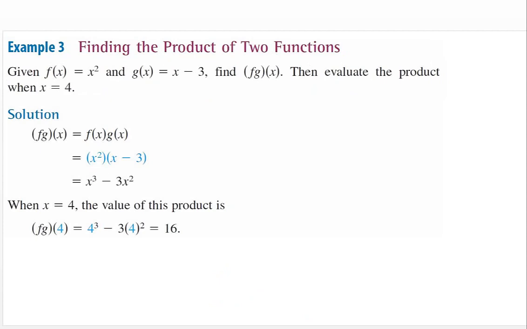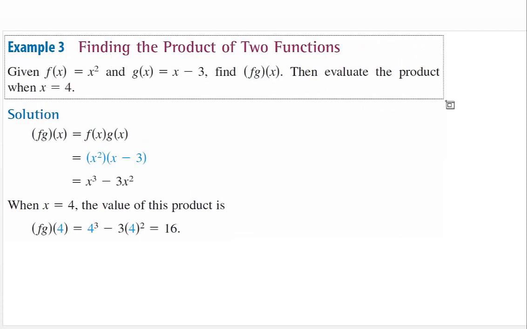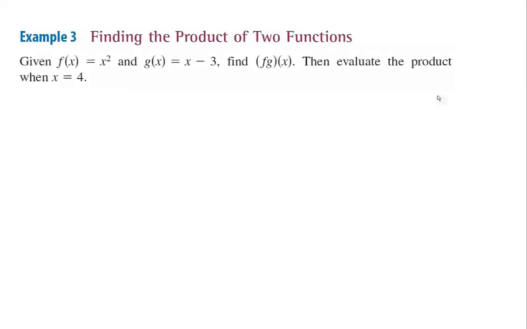Alright, so let's take a look at example 3 here. So, product. We've got to multiply. Let me just crop this real quick. So we're going to multiply these functions. So f times g, right? This just means f of x times g of x. So we're multiplying these. That's all we're doing.